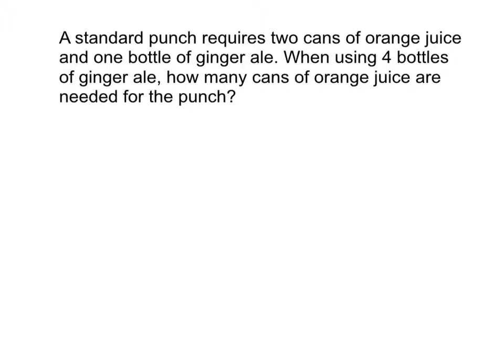Today's question says that a standard punch requires 2 cans of orange juice and 1 bottle of ginger ale. When using 4 bottles of ginger ale, how many cans of orange juice are needed for the punch? Let's start by underlining important information. We know that the punch requires 2 cans of orange juice and 1 bottle of ginger ale. Can you think about what the ratio might be? What are the two things that are being compared? Right, orange juice and ginger ale. So let's write that as a ratio.